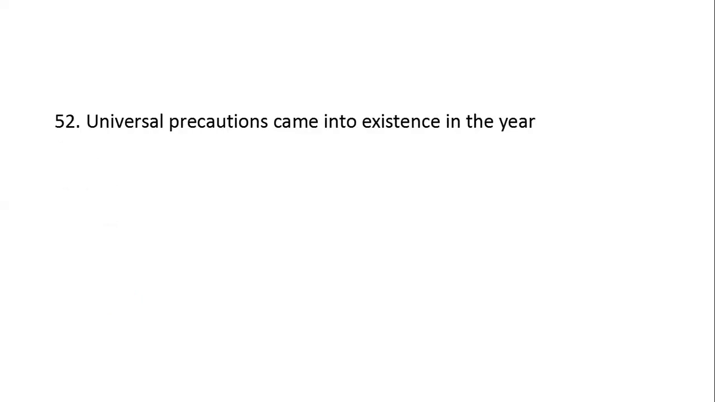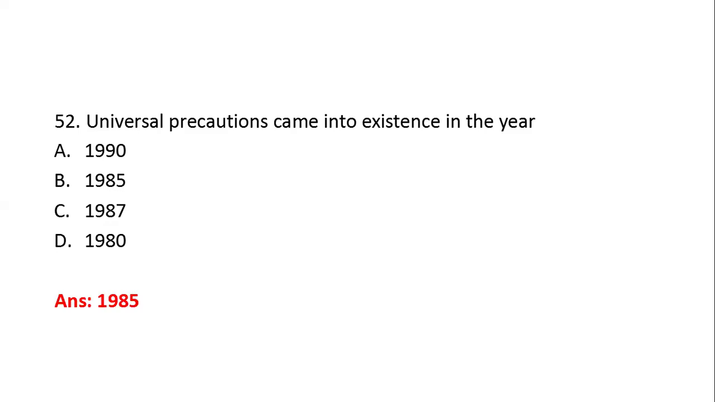Next question. Universal precautions came into existence in the year. Option A, 1990. Option B, 1985. Option C, 1987. And option D, 1980. The right answer is option B, 1985.